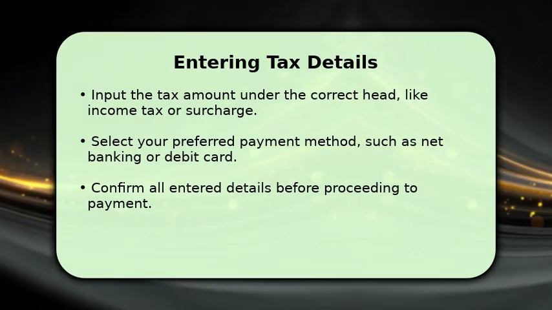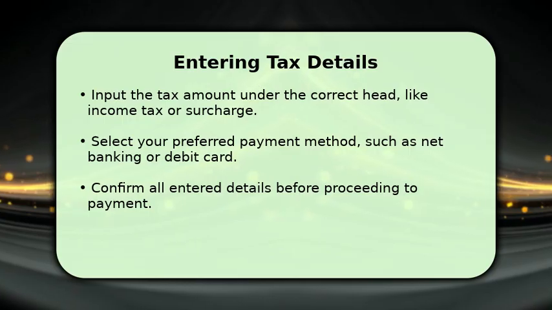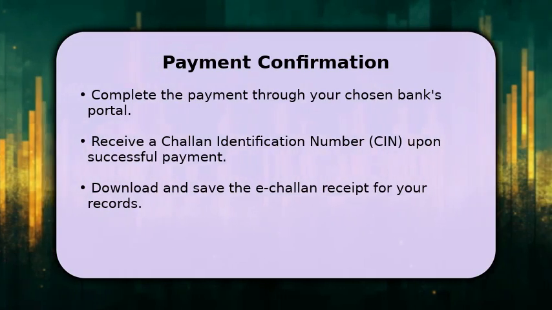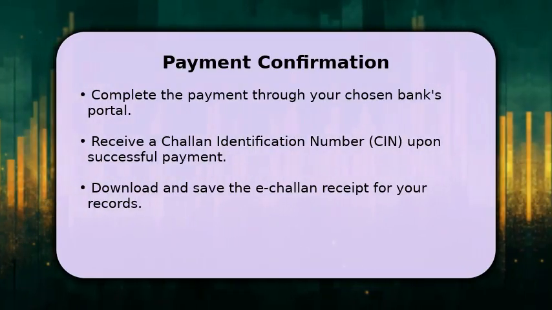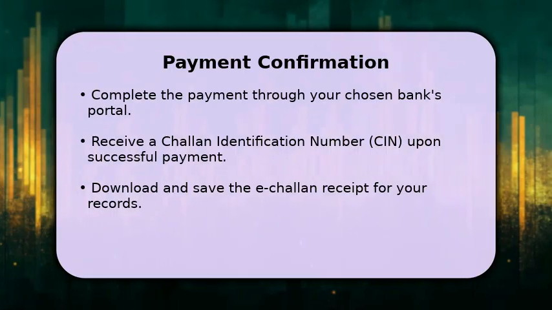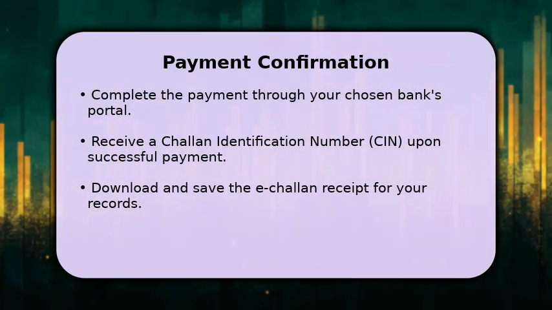Before finalizing, review all the details you've entered on the summary page to prevent any errors. Finally, you'll be redirected to your bank's portal to complete the transaction securely. Once the payment is successful, you will receive a Challan identification number, or CIN, which is vital for tracking.